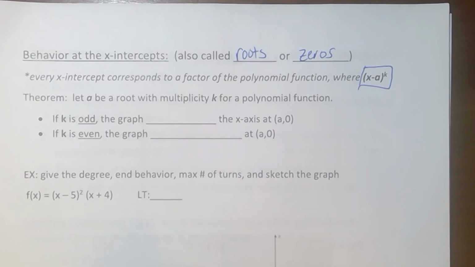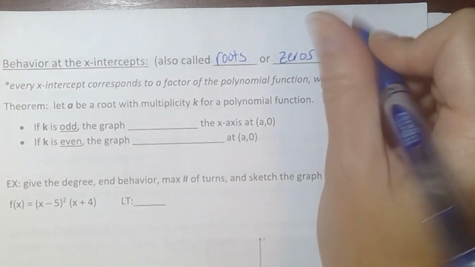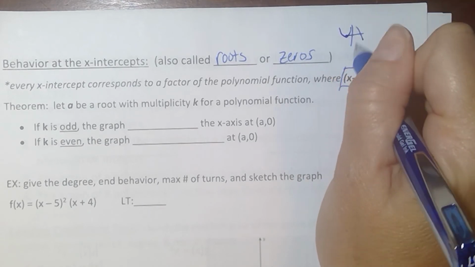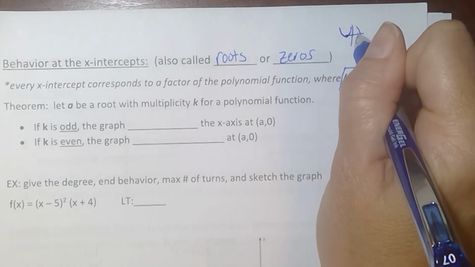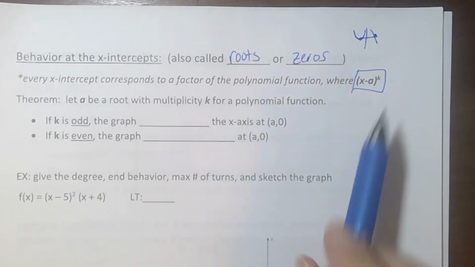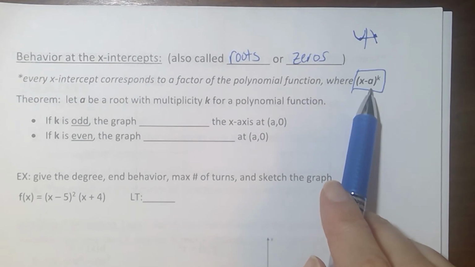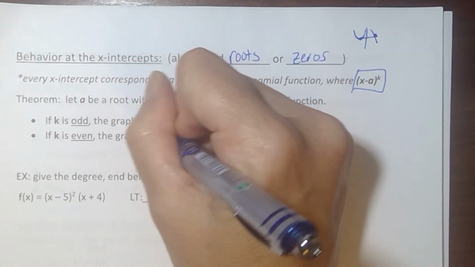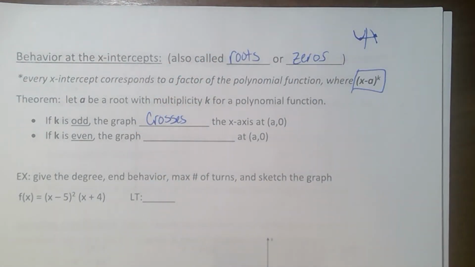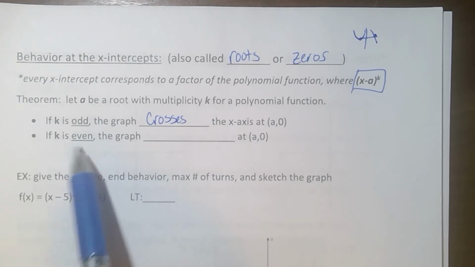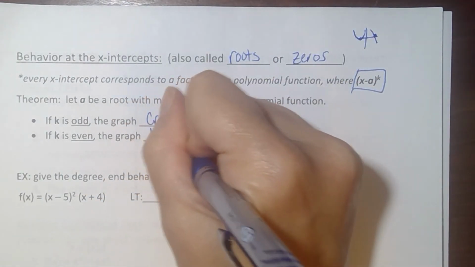When the graph runs into the x-axis, it has two choices. It can either cross across the x-axis, or it could come in, touch, and turn around and go back the other way. But either way, that's an intercept. If the exponent on the factor is odd, the graph will cross. If the exponent on that factor is even, the graph is going to touch and turn.